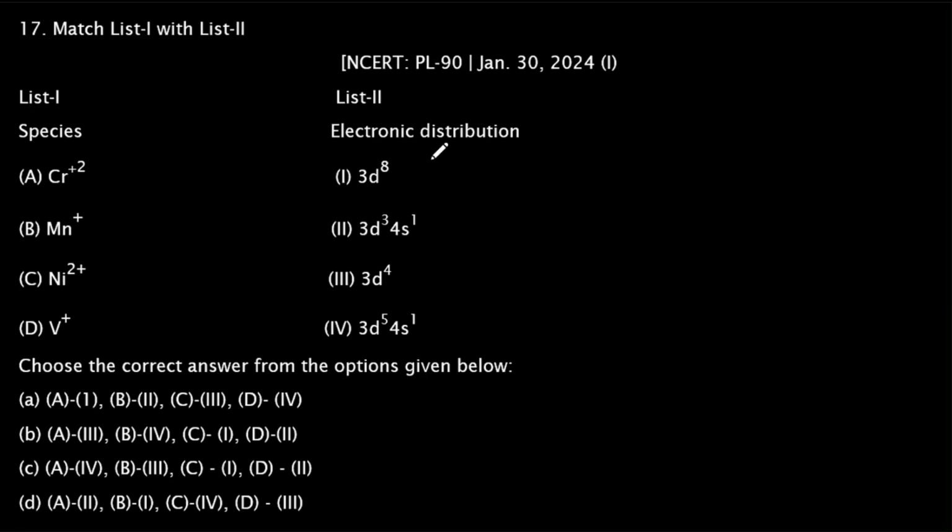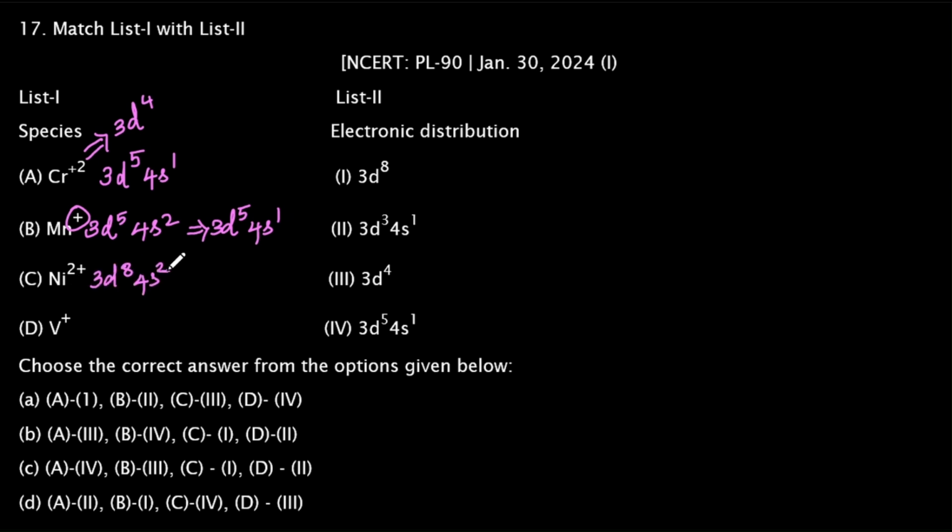The next question is match list 1 with list 2. Here different species are given, and in list 2 the electronic configuration is given. For chromium, the actual configuration is 3d5 4s1. After the loss of 2 electrons, Cr2+ will become 3d4. Then Mn is having the configuration 3d5 4s2. After the removal of 1 electron, it will become 3d5 4s1. Then nickel is having the configuration 3d8 4s2. After the removal of 2 electrons, it will become 3d8. Then vanadium is having the configuration 3d3 4s2. After the removal of 1 electron, it will become 3d3 4s1.